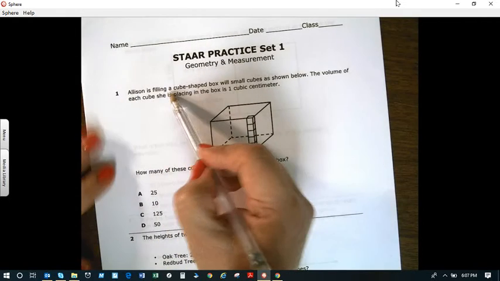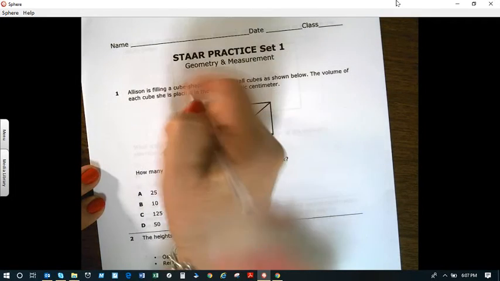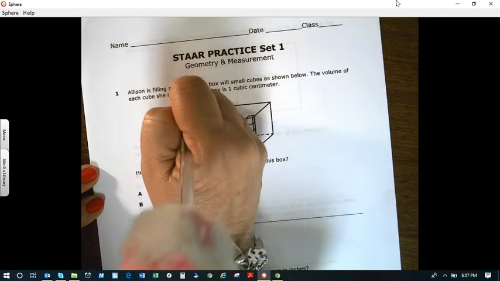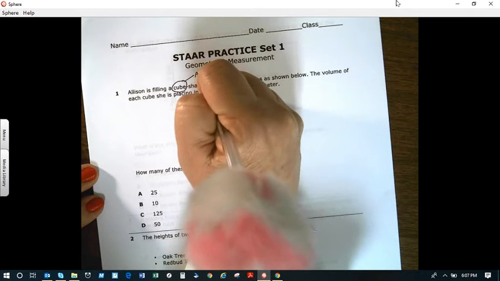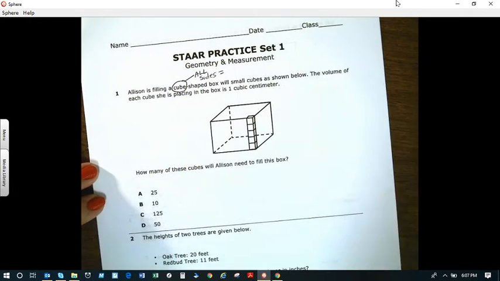Allison is filling a cube-shaped box. Hint, hint, cube. What do I know about a cube? That's right. All sides are equal. See how I'm already writing it down? I don't want to forget it. I knew it right away.